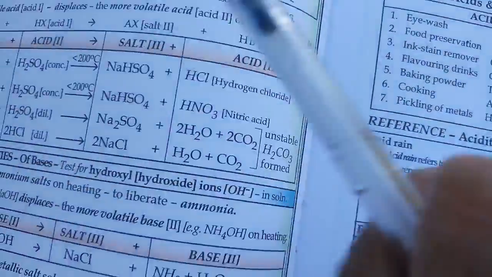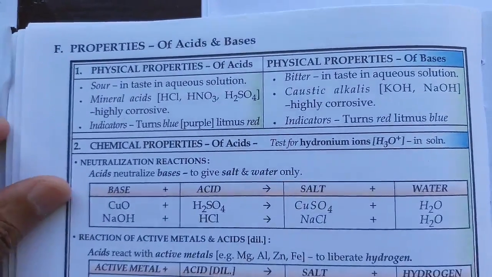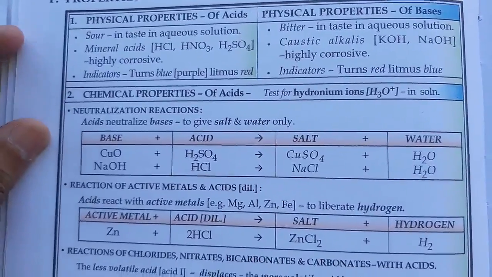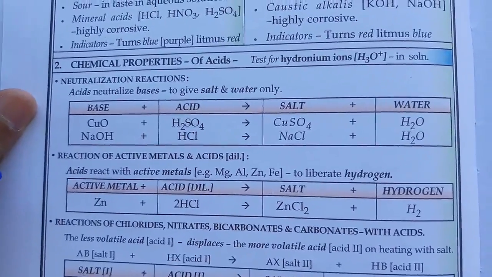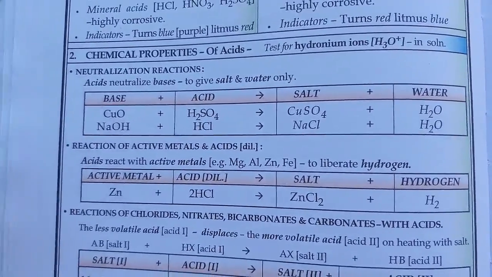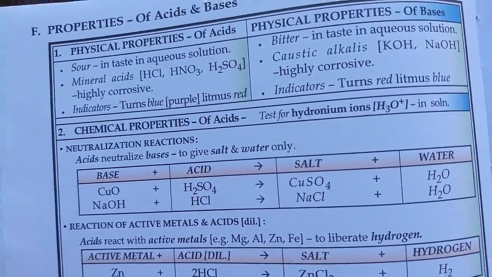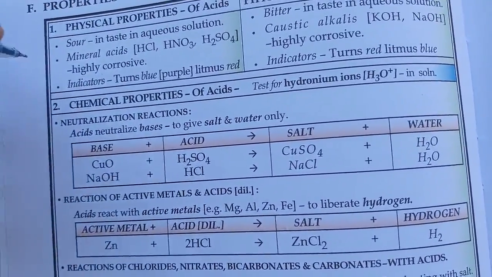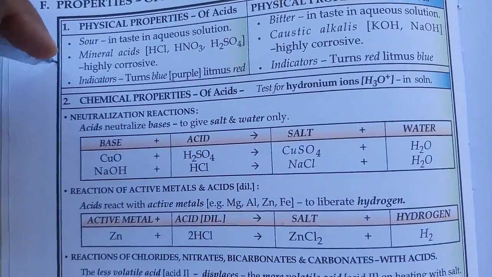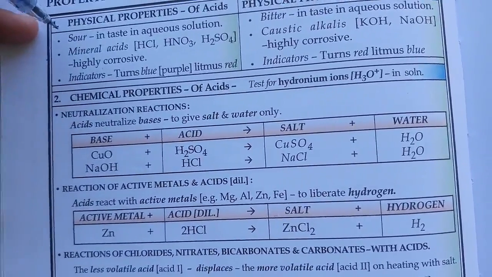Now we'll see the properties of the acids and bases. When you come across any chemical compound or any chemical reaction, you have to keep in mind the properties of a given compound or element. So here we are going to look at the properties of the acids and bases. First is physical property. This you will learn in class 7, and we will just touch on the main points. It is the sour test.